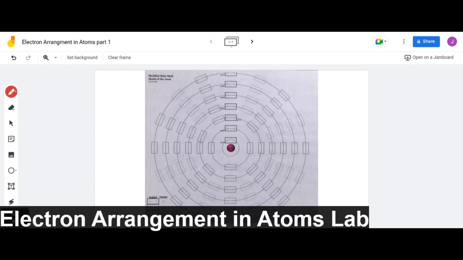Always starting from the innermost ring and building outwards, we should see 2 electrons. I'm just going to use circles to represent those. So here, the 2 electrons fit into the orbital of the 1s sublevel, as shown here. Go ahead and snap a picture or screenshot this. And then I'm going to clear the frame. And we'll move on to oxygen.